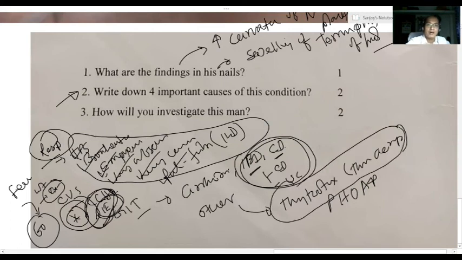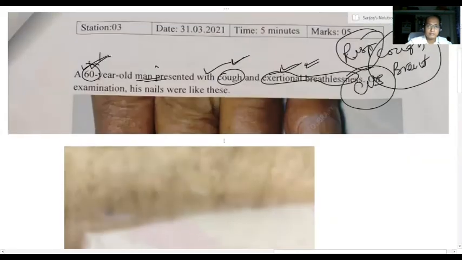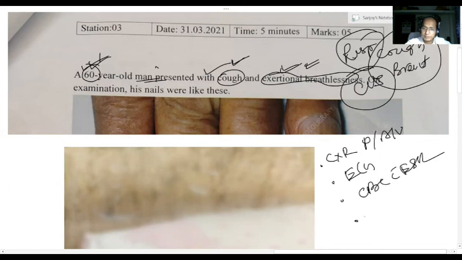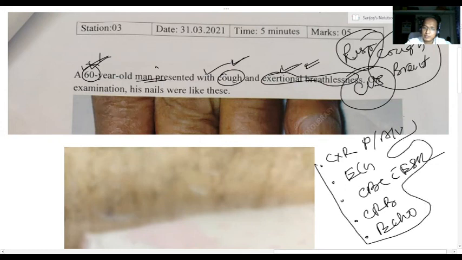Okay. Now, how will you investigate this man? This is the last question. As this patient is 60 years old with cough and exertional breathlessness, and you put the causes most importantly from the respiratory system and infective endocarditis, the list of investigations should be chest X-ray, PFT, ECG, CBC with ESR, CRP, echo. These are the primary level of investigation for this patient.